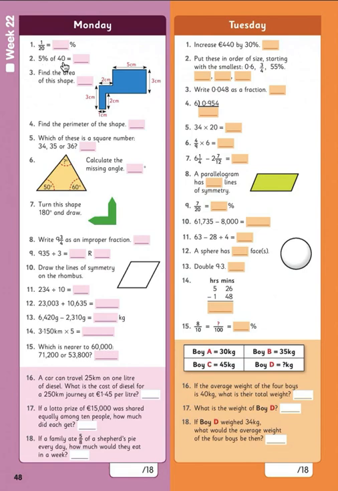Number 2, 5% of 40, putting this as a fraction, so 5 over 100, simplifying it and then finding that amount of 40 by dividing by the bottom, multiplying by the top.